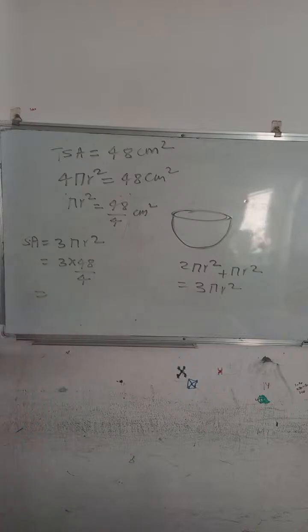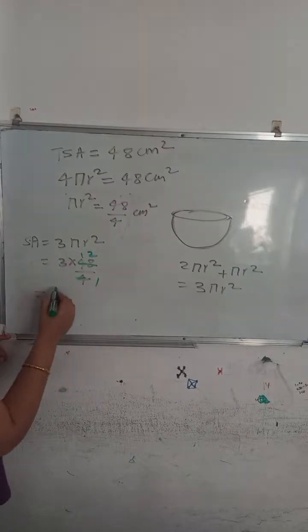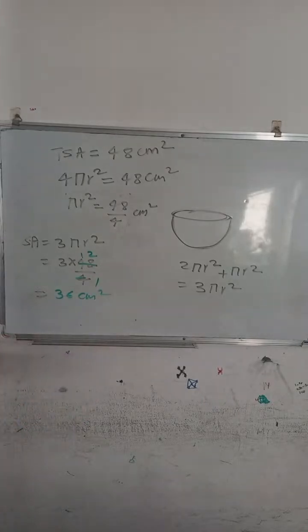Now can you find out? Check how much is the answer. 4 ones are 4, 4 twos are 8... 36 centimeter square is the answer. Okay, so option D is the correct option.